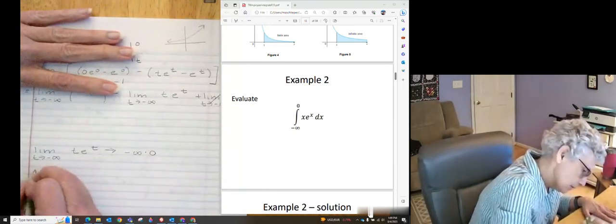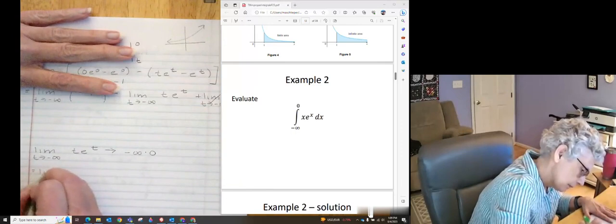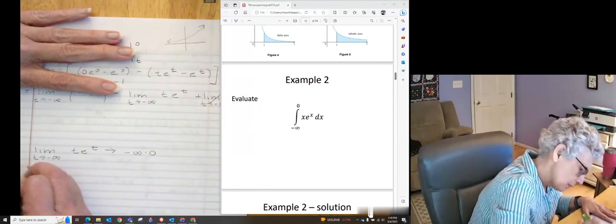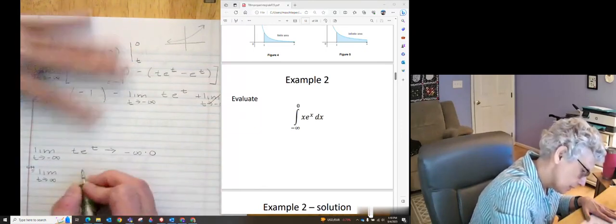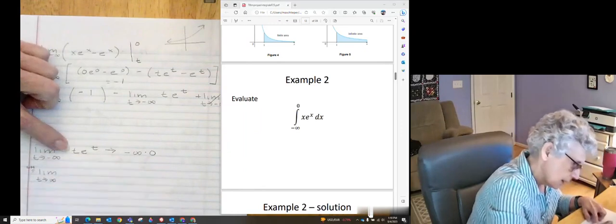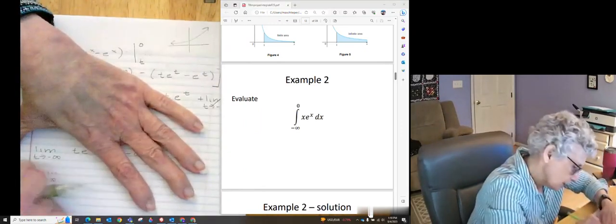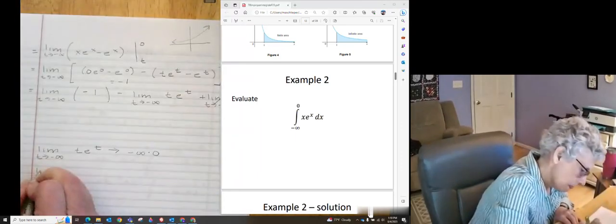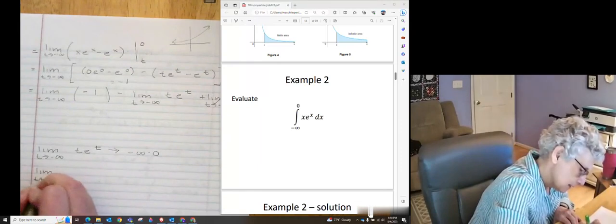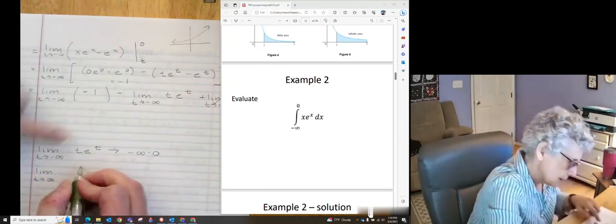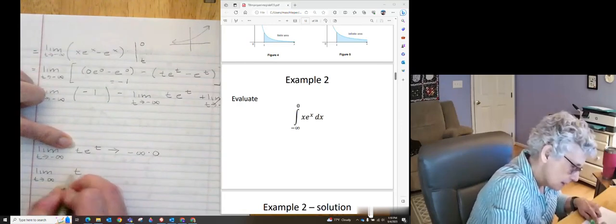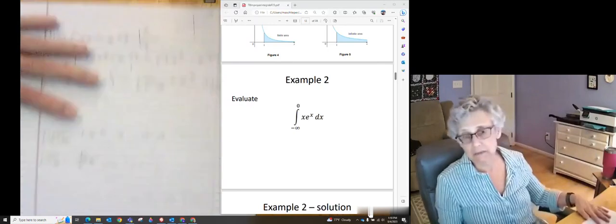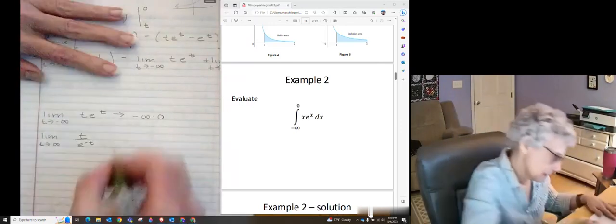So I can rewrite this limit as t approaches infinity, and I'll put LH there for L'Hopital. Actually, no, I'm going to rewrite it first and then use L'Hopital because it's not L'Hopital ready. Limit as t approaches infinity, I'm going to write it as t over e to the negative t. That makes it easy.